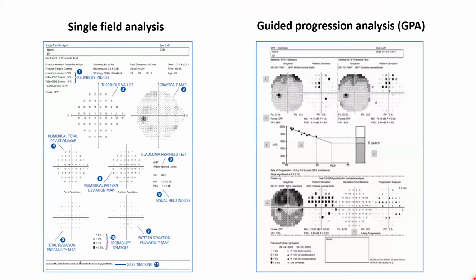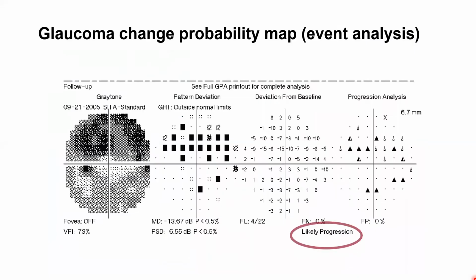When you have performed several tests, you can go to the guided progression analysis, or the GPA, where the progression analysis is summarized. Progression analysis can either be a so-called event analysis, which tells you whether progression has occurred or not, or it can be a trend analysis, which tells you how fast this progression was. The event analysis in a Humphrey perimeter is called glaucoma change probability map, and it tells you whether progression is likely or possible.